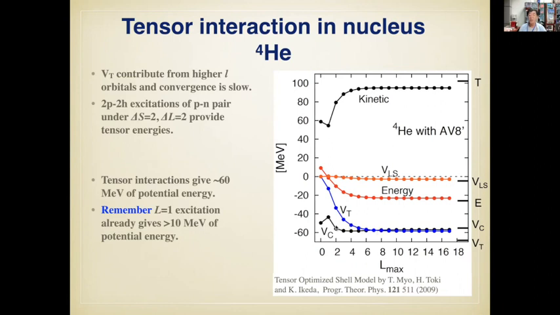But the important thing now, I want to say that even if you include only 1L transition, which is essentially one major shell transition, by this tensor interaction you already gain almost 13 or 14 MeV binding energy. And if you include 2L, so it's essentially two major shells, then you gain more than 30 MeV by that. So this is an important thing.